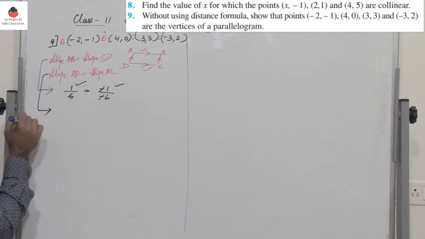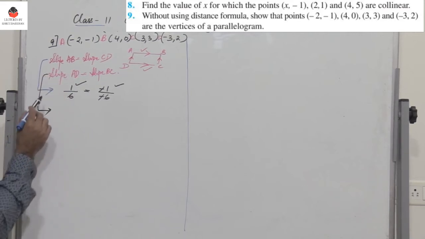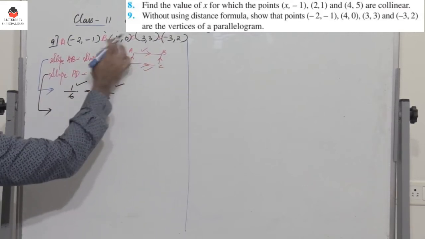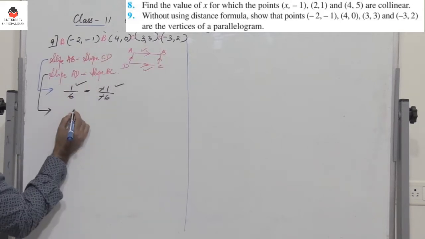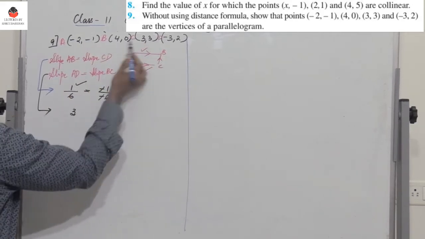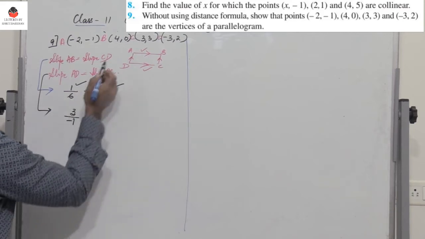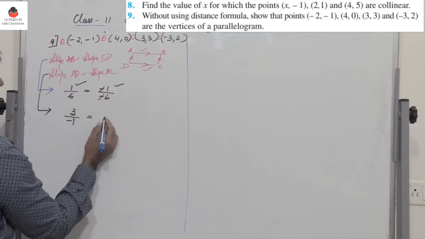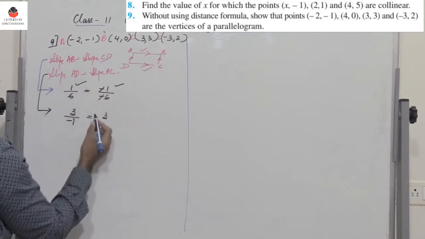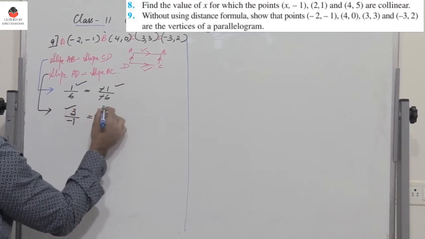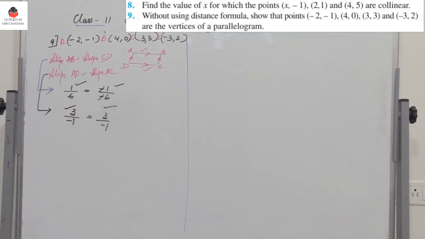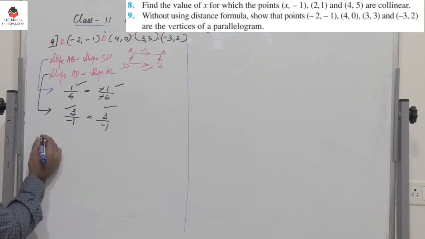Next, let me find slope AD. What is slope AD? y2 minus y1. 2 minus of minus 1 is 3, divided by minus 3 plus 2, which is minus 1. This is slope AD. And slope BC, 3 minus 0 is 3. 3 minus 4 is minus 1. So minus 3 equals minus 3. So slope AD equals slope BC. So therefore, these 4 points form the 4 vertices of a parallelogram. A very simple problem. Next, question 10.